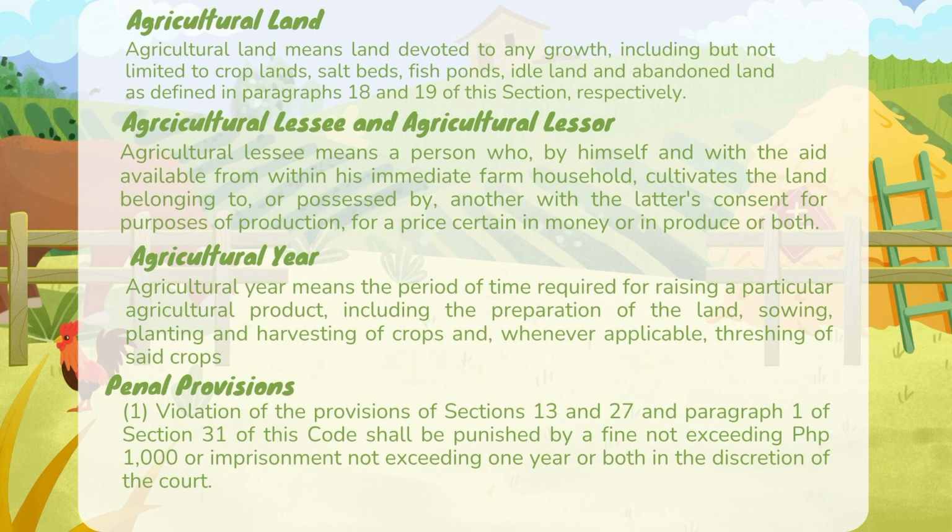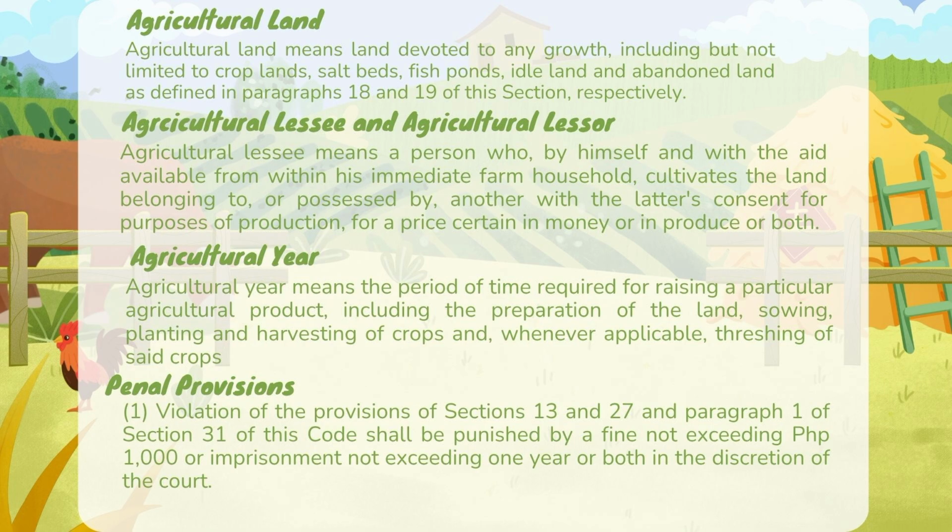Next is agricultural lessee and agricultural lessor. Agricultural lessees are farmers who work on the land. They plant and grow crops on land that belongs to someone else, with permission. Agricultural lessors are the landowners who allow farmers to use the land.